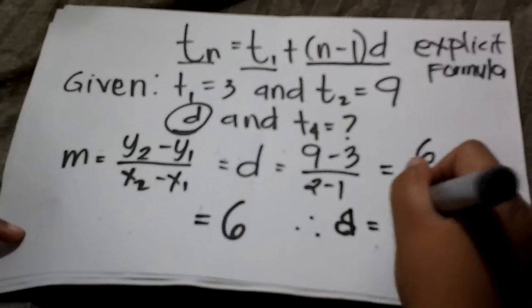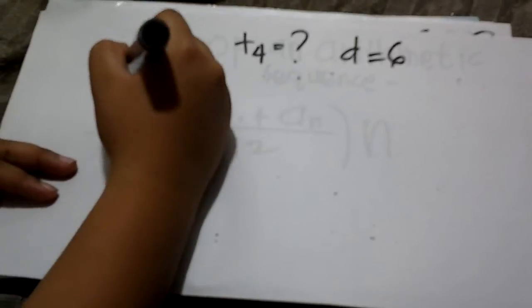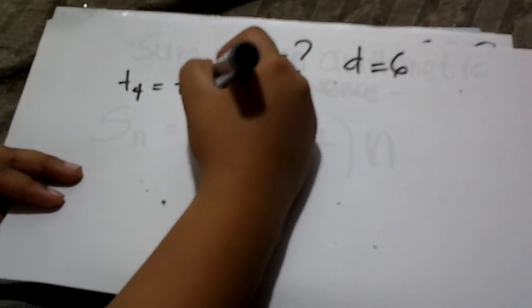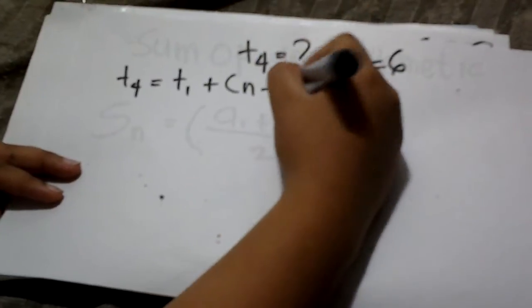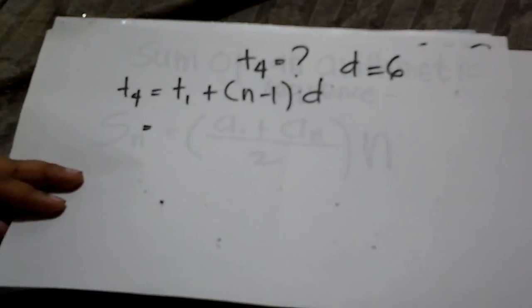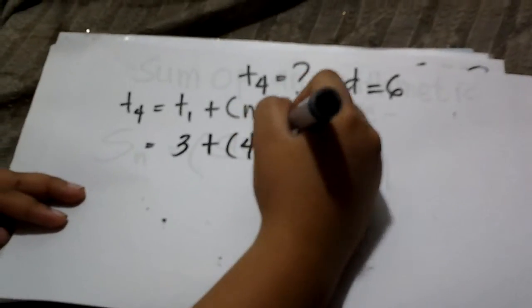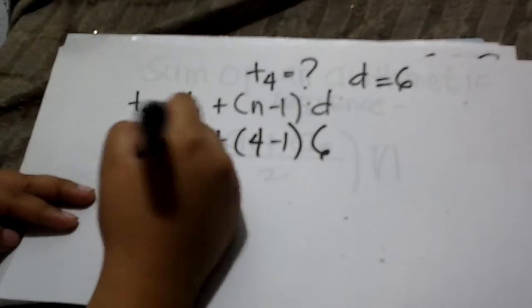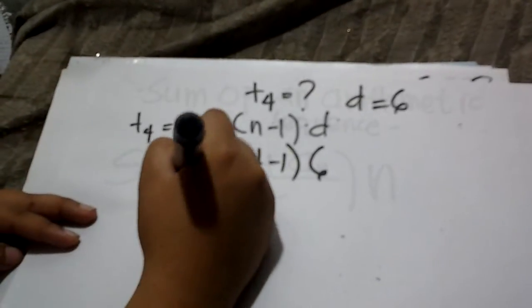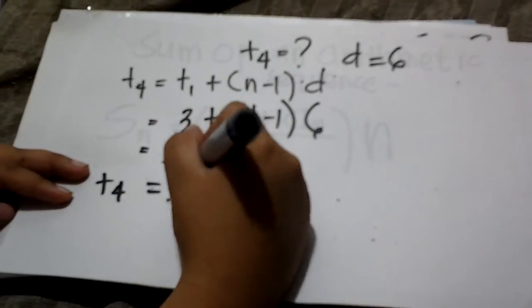Next, let's find the fourth term, knowing now that the common difference is 6. t sub 4 is equal to t sub 1 plus quantity n minus 1 times d. t sub 4 is equal to 3 plus quantity 4 minus 1 times 6. t sub 4 is equal to 3 plus 18, so therefore, t sub 4 is equal to 21.